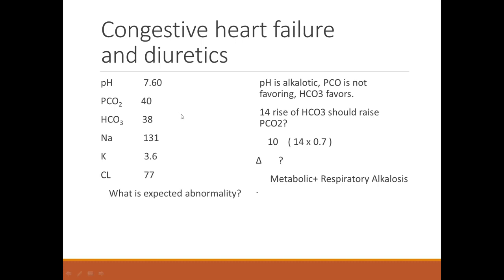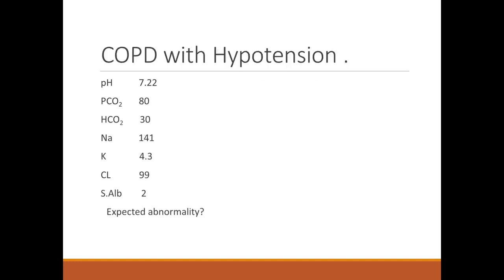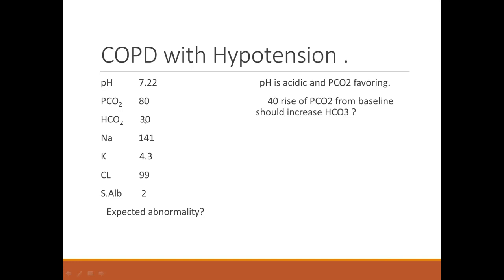So I hope this makes your understanding clear. Now in this scenario, a COPD patient with hypotension, the pH is acidic, the PCO2 is very high, and with that PCO2, are the bicarbonates up to that high or not? See, pH acidic, PCO2 favoring a 40 rise of PCO2 from baseline should increase bicarbonate by how much? So the diagnosis is respiratory acidosis with metabolic acidosis with raised anion gap.